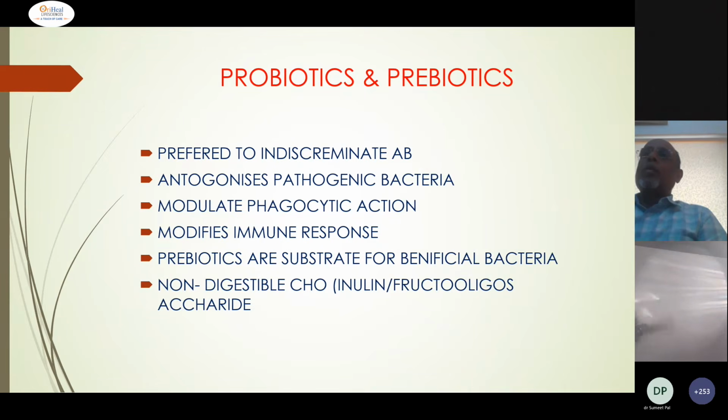So I already talked about probiotics and prebiotics. Probiotics are preferred to indiscriminate antibiotics; they antagonize pathogenic bacteria, modulate phagocytic action, and modify immune response. Prebiotics are substrates for beneficial bacteria, non-digestible carbohydrates like inulin and fructooligosaccharides.